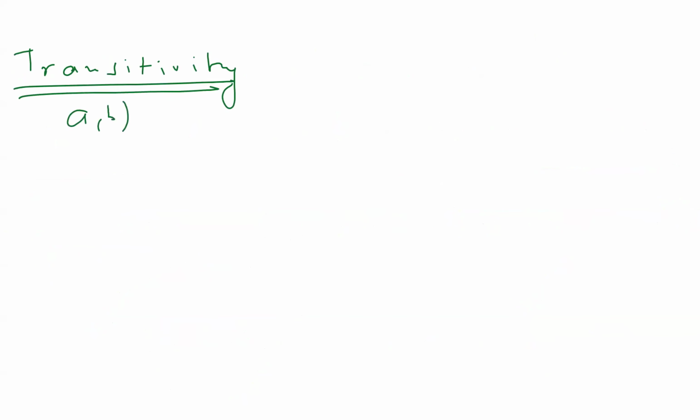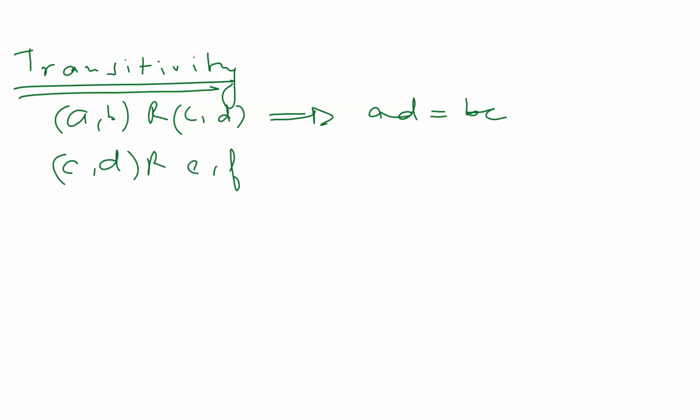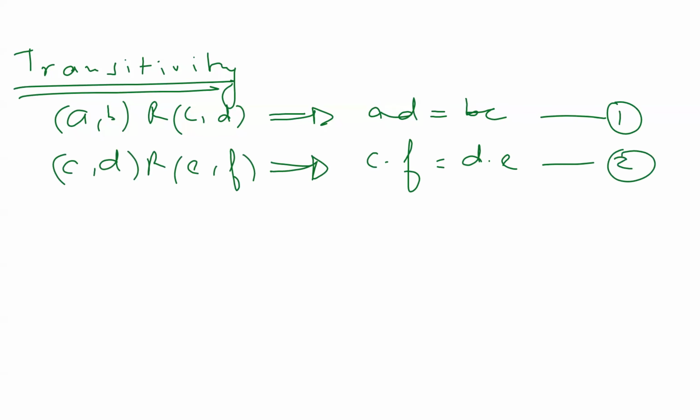AB relates to CD implies AD equal to BC. It's given. CD relates to EF. This implies, by the given logic, CF is equal to DE. Equation 1, equation 2, these two statements are true. Now we need to prove whether the first ordered pair is related to the third ordered pair.